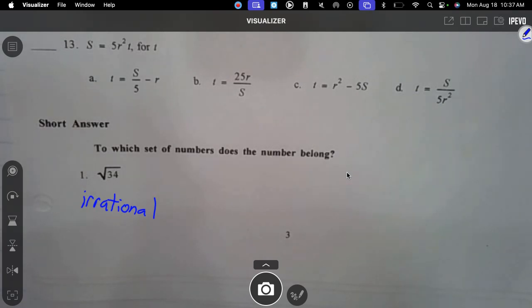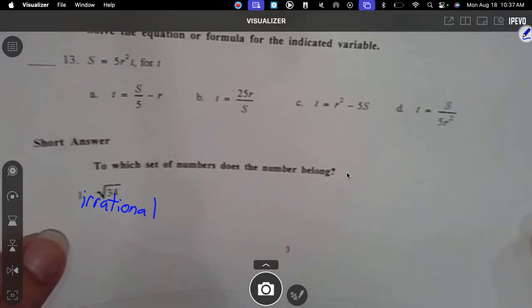So, what is the square root of 3? Well, it's something, but it's a decimal, so it's irrational. If I know it, it's rational, and if I don't, it's irrational. Just type it in your calculator. If it gives you a decimal, it's irrational. If it ends, it's rational.